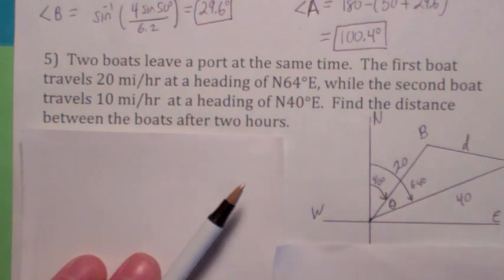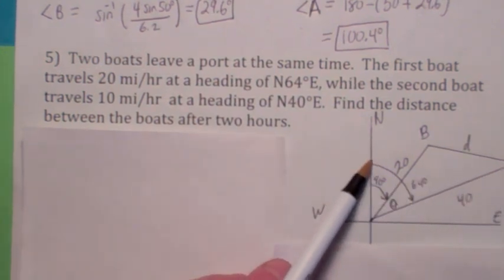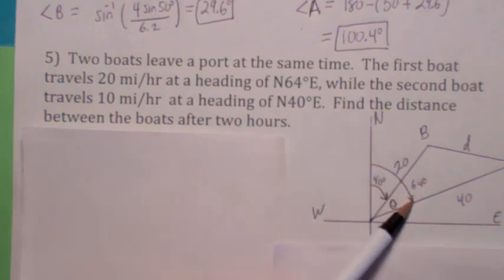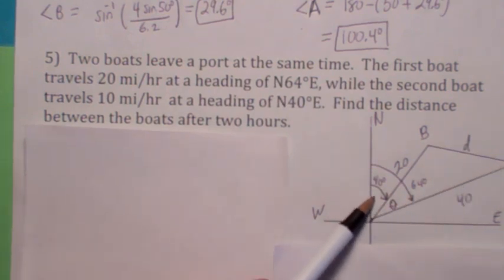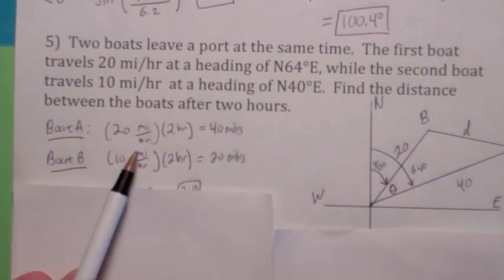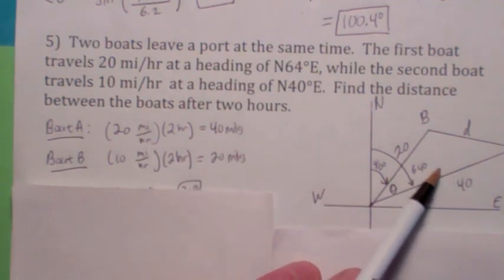So the picture looks kind of like this. This first boat, A, is 64 degrees east of north, so you drop down 64 degrees east of north. Second boat is only 40 degrees east of north, so you drop down 40 degrees. Now in 2 hours, if you multiply rate times time, you get distance. Boat A has gone 40 miles, boat B has only gone 20.